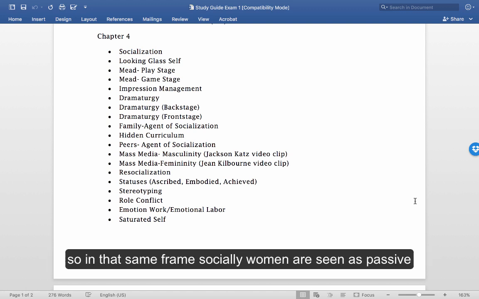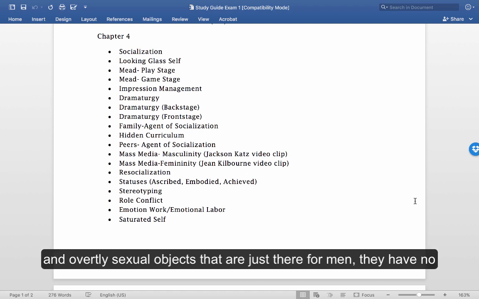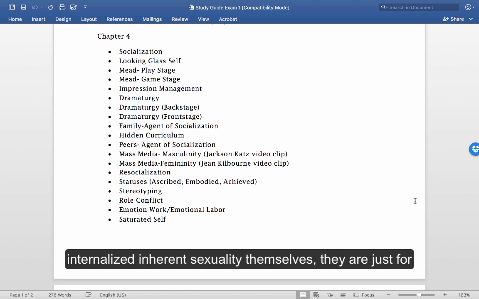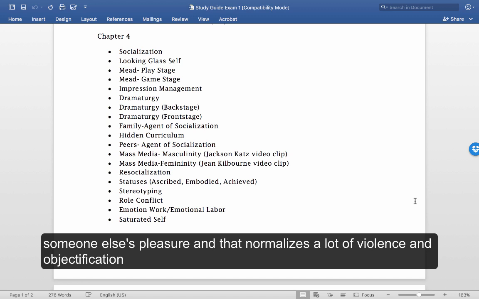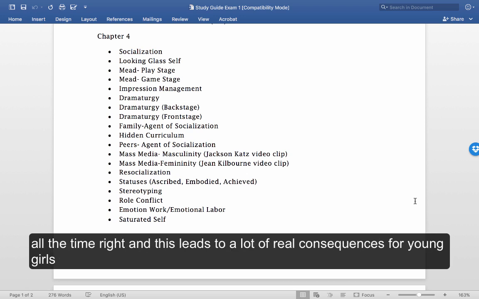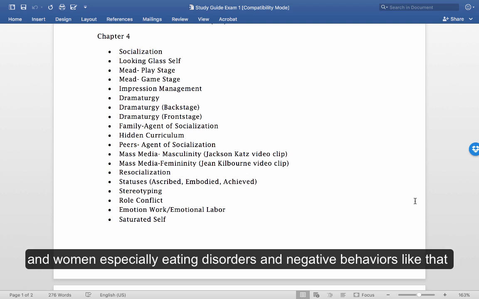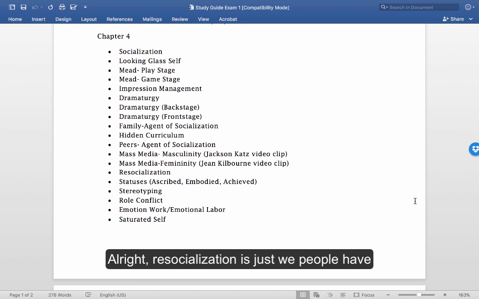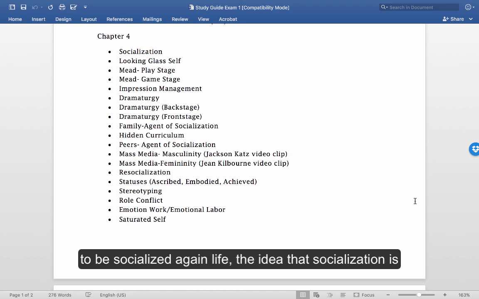So in that same frame, socially, women are seen as passive and overtly sexual objects that are just there for men, right? They have no internalized inherent sexuality themselves. They're just for someone else's pleasure, right? And that normalizes a lot of violence and objectification of women because we see these images over and over and over in the culture every day, all the time, right? And this leads to a lot of real consequences for young girls and women, especially eating disorders and negative behaviors like that.